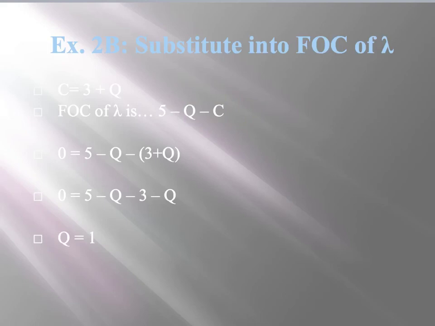And what we can do is plug this c term, which is 3 plus q, into this equation. And what we end up getting is 0 is equal to 5 minus q minus (3 plus q), as our c is equal to 3 plus q. So then if we want to solve that down, we can carry those negatives on through. We end up with 5 minus q minus 3 minus q. You can solve that down even further, and you'll end up with q is equal to 1 given this setup.